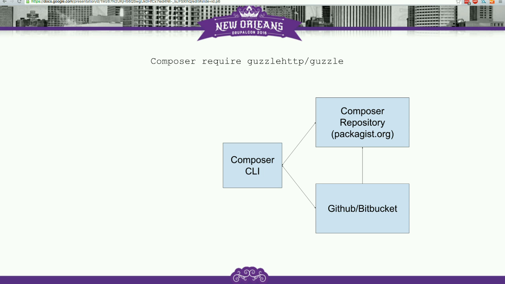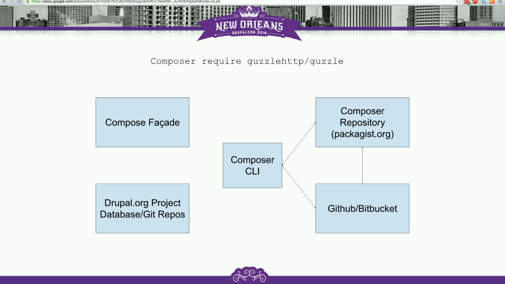And so the Composer facade that Drupal.org is supporting is essentially the same thing, except we've got our Drupal.org project database and our Git repos, since everything's stored on Drupal.org, and it's going to act as the metadata repository for all of the Drupal projects and modules and themes.